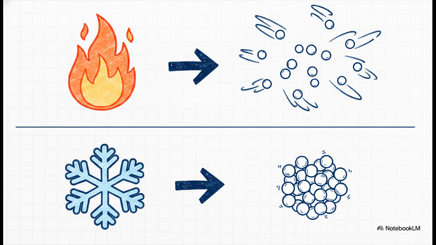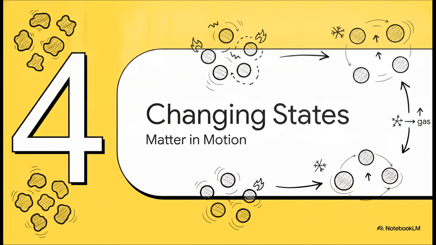Adding heat increases the energy of the particles. When they get that energy, they move way faster and spread farther apart. And conversely, when you remove heat, cool something down, the particles lose energy, they slow down, and those attractive forces pull them right back closer together. And that shift in energy, it isn't just a minor tweak. It's exactly what causes matter to completely transform.